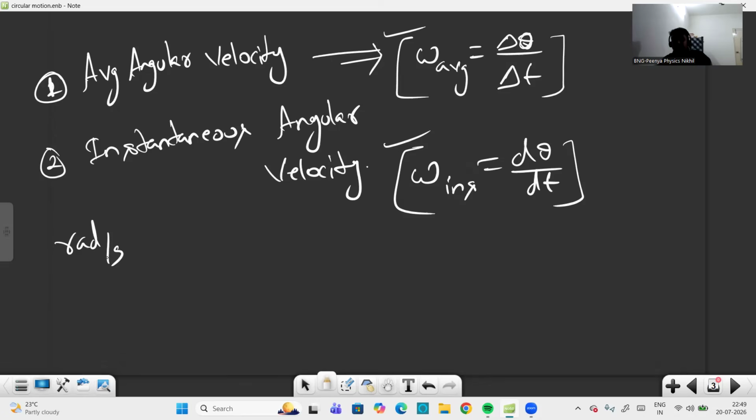If you keep these as new things in your mind, it will be a little difficult. So I suggest that you already know average speed and instantaneous speed, where you studied delta s by delta t and ds by dt. In the same way, average angular velocity is delta theta by delta t, and instantaneous angular velocity is d theta by dt. Because here the displacement is angular displacement theta, whereas in linear motion it was s.